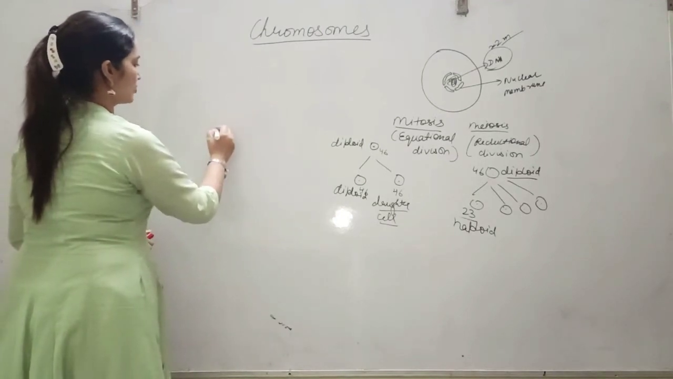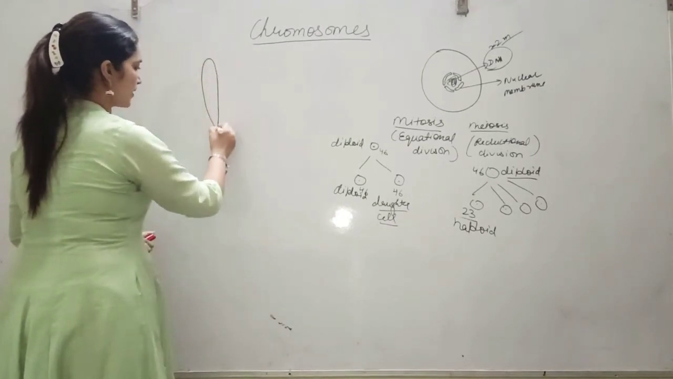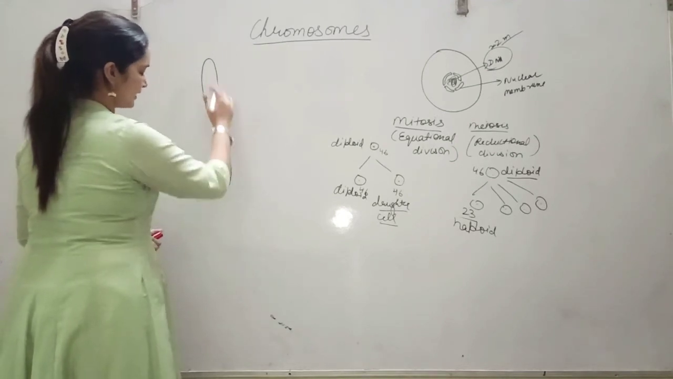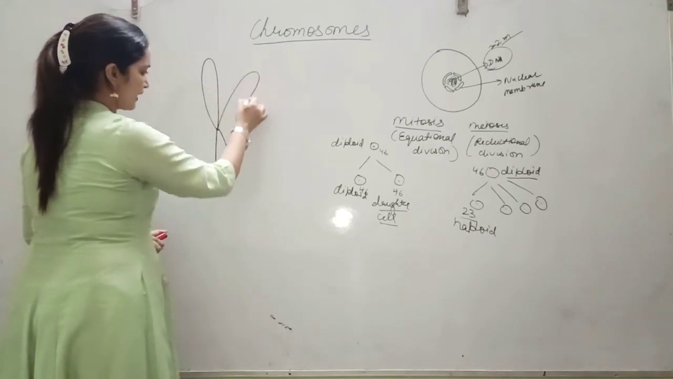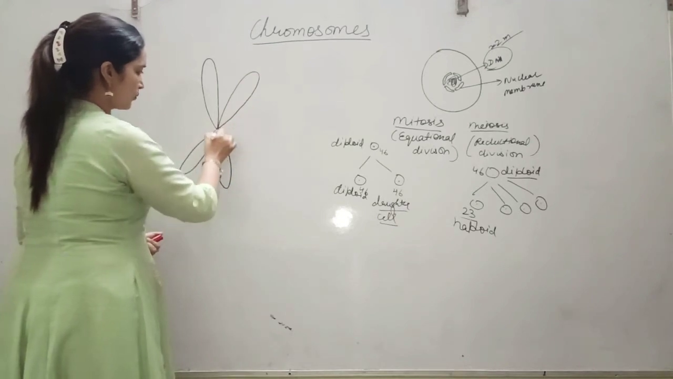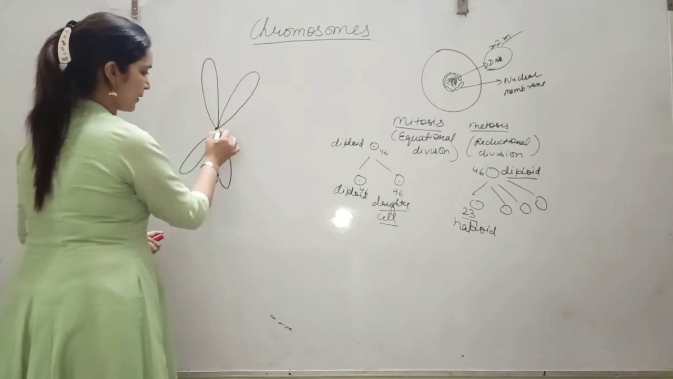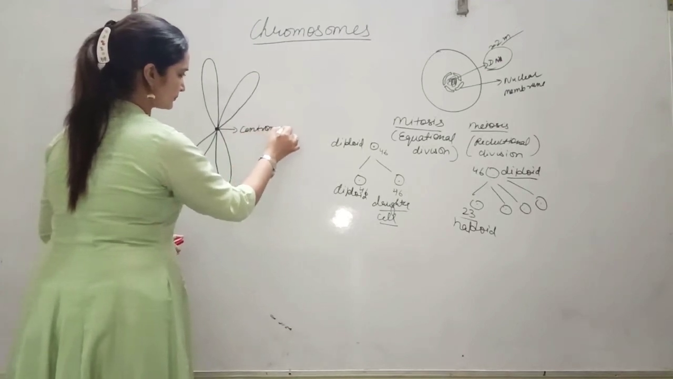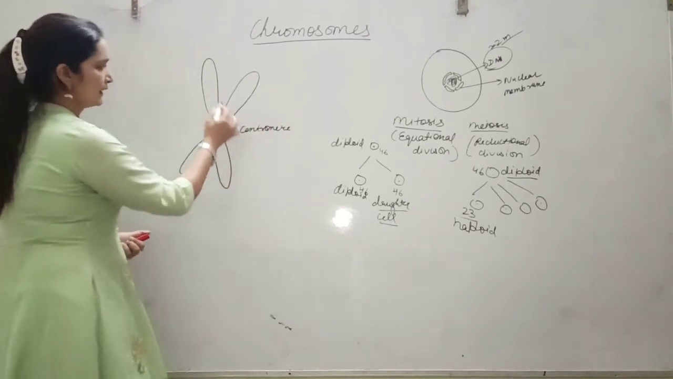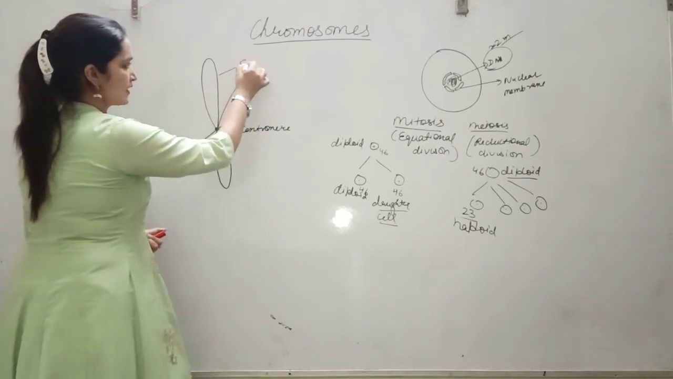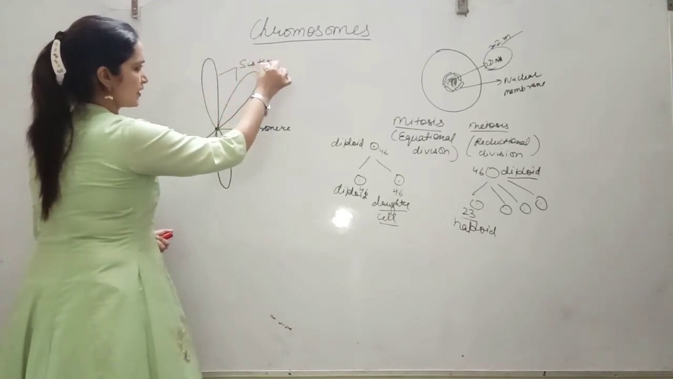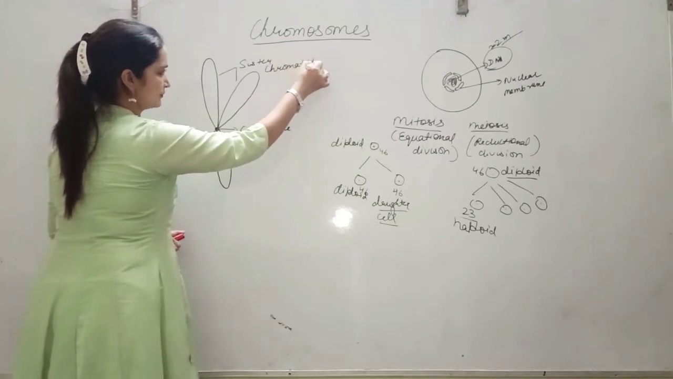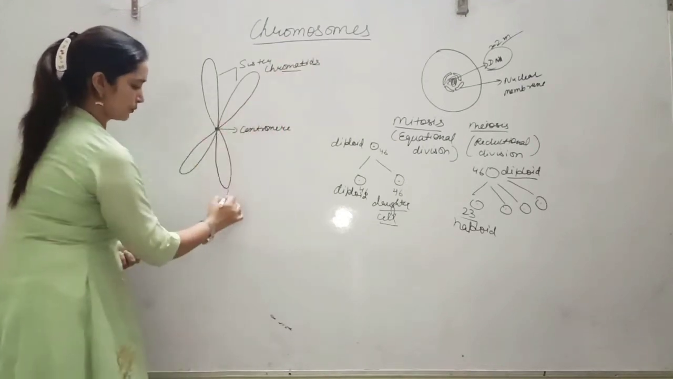If we see a paired chromosome, you will see a structure like this. This is a single chromosome and this is a paired chromosome, and this central part is called the centromere, and these are called sister chromatids. This is a paired chromosome.